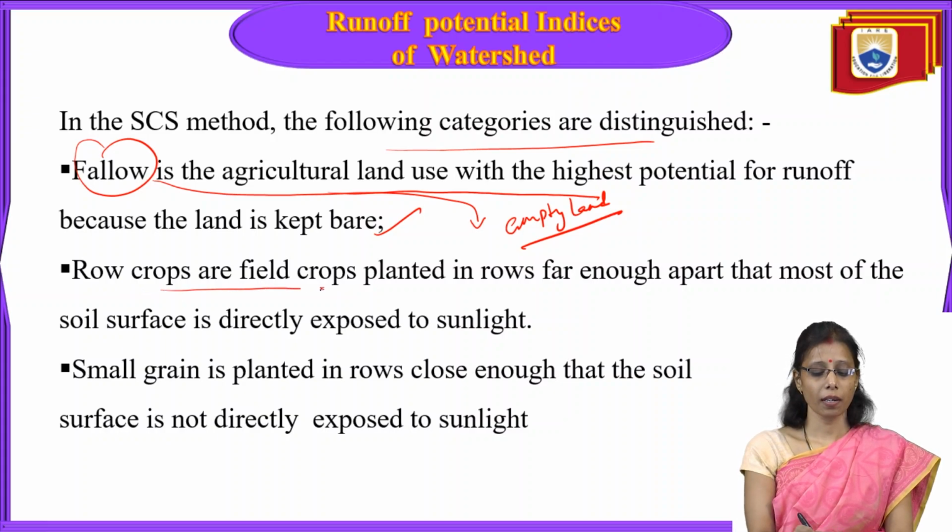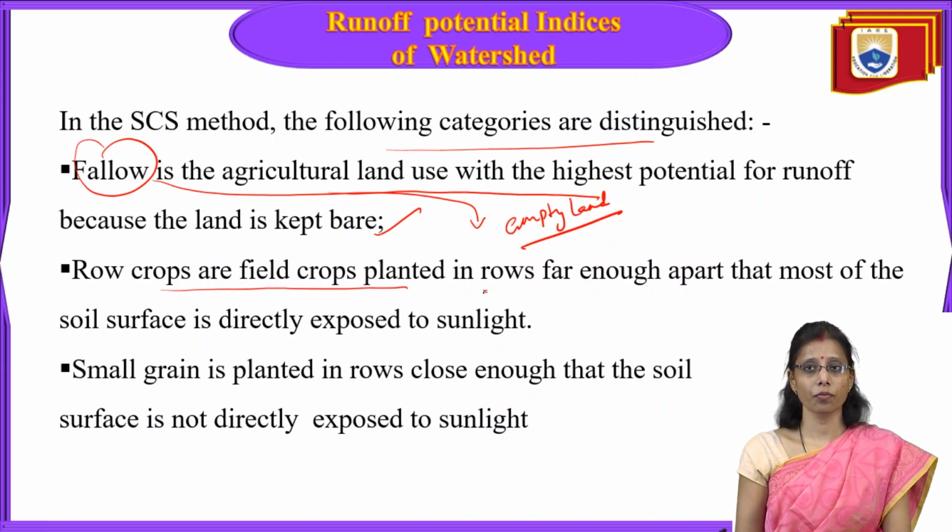Row crops are field crops planted in rows far enough apart that most of the soil surface is directly exposed to sunlight. Row crops means the crops which are planted in a row, like this, the way the plants will be grown.